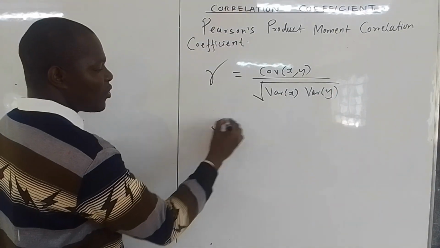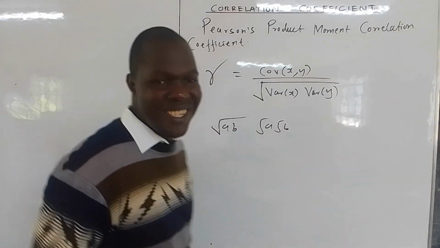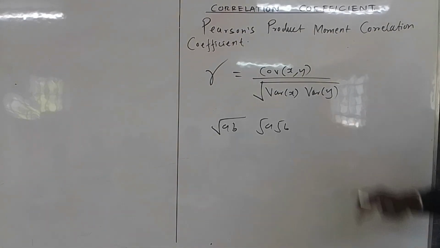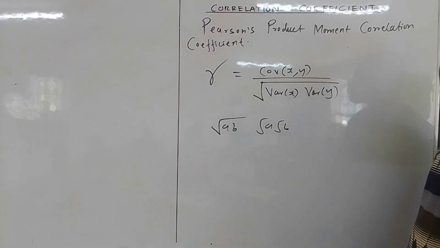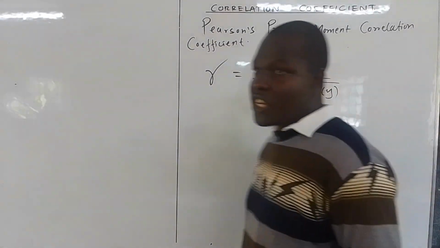Because you know very well the laws of indices, root of a times b is the same as root a times root b. So the square root of variance of x times variance of y is the root of variance of x times the root of variance of y. Those are the standard deviations.